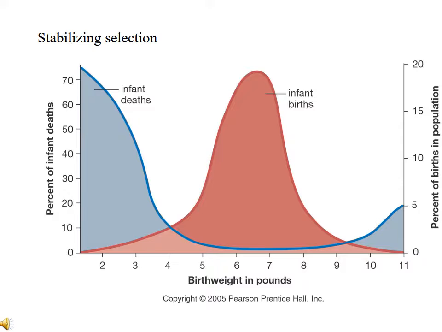So if we look at, again, stabilizing selection, we see that infants tend to fall within a certain birth weight, because being born too early is no good and being born too late is no good either. And this is the way nature works.